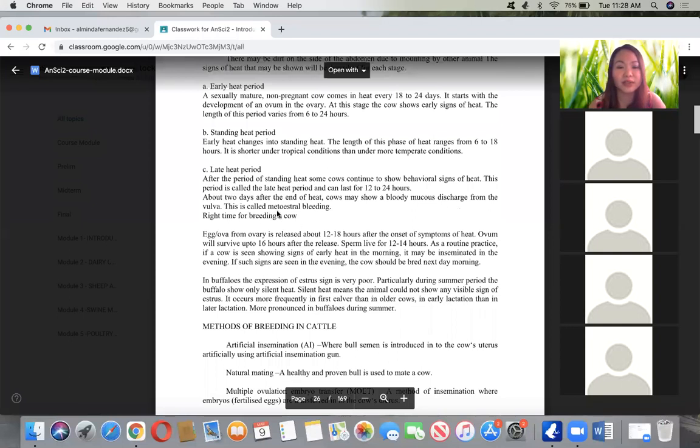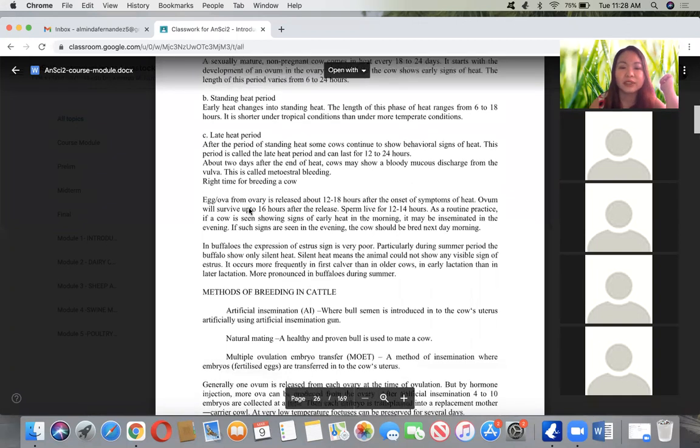This is called metoestral bleeding. So the right time for breeding, the heat period, is the right time for breeding a cow. The egg or ova from the ovary is released about 12 to 18 hours after the onset of symptoms of heat. The ovum will survive up to 16 hours after the release. Sperm live for 12 to 14 hours as a routine practice.